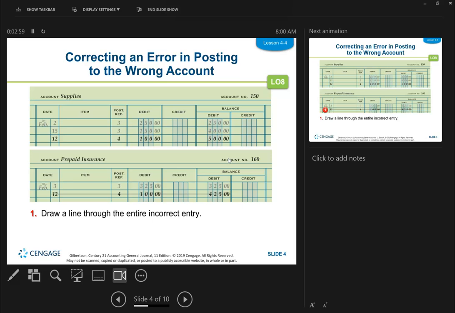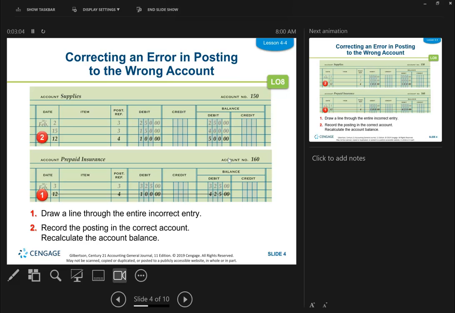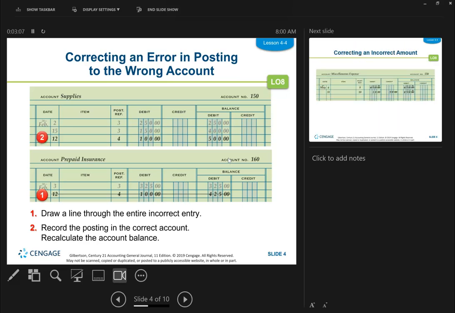So what we'll do is we just draw a line through the incorrect entry, and then we put it in the correct spot. And again, update your account balance after you put the corrected one in. Notice we don't have to update an account balance when we cross out, because the account balance is just the previous active balance. If I look at the prepaid insurance, we cross this out, and the correct balance is just the $325, what it was previous to the correction. I feel okay?